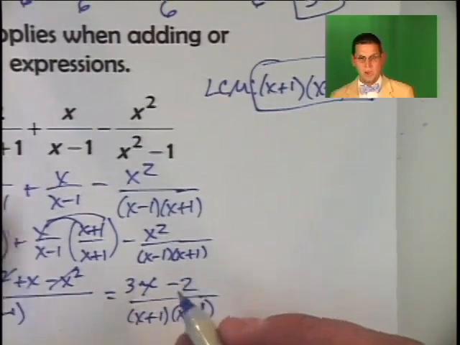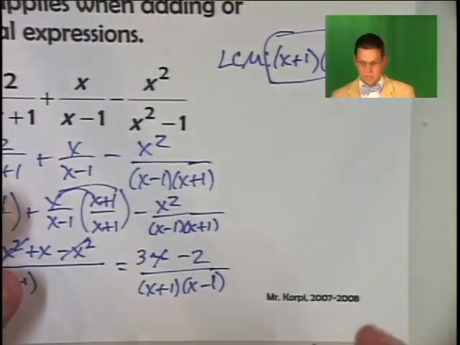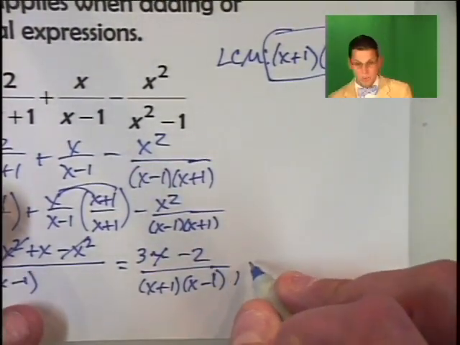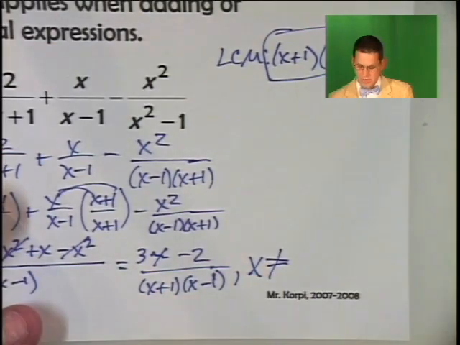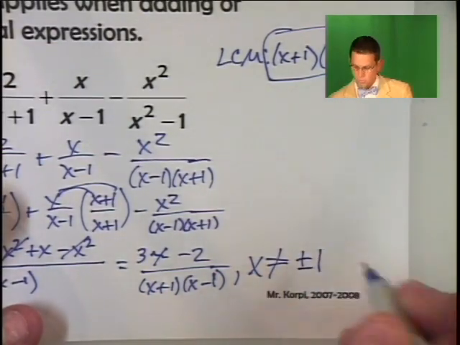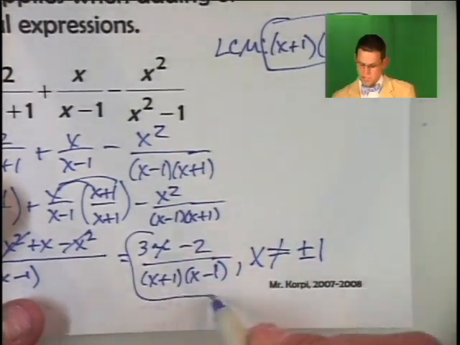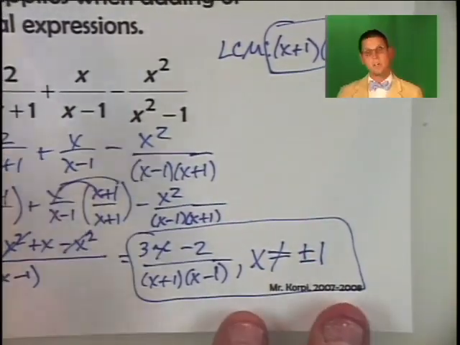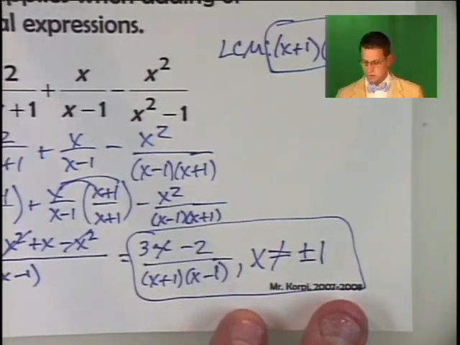So once we get our final simplified expression down here, we will go ahead and say now, comma, x cannot equal plus or minus 1. That's a nice way to say it. And if you box that final answer, that's a good way to present the entire solution.